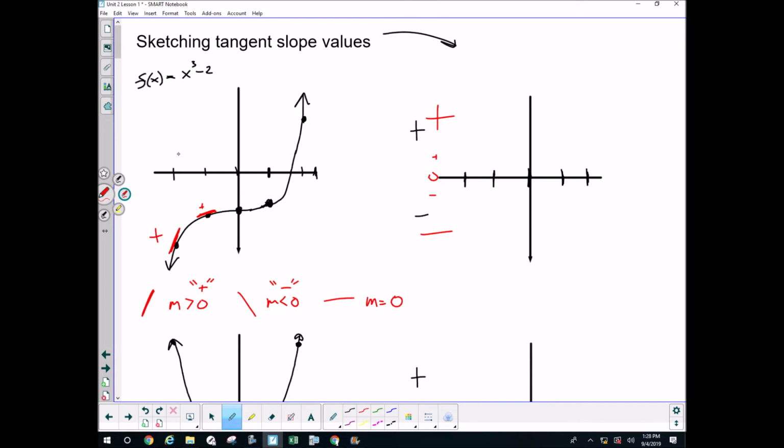So I'll say, okay, when x is -2, my slope was positive. When x is -1, my slope was less positive. Okay, go ahead and do the remaining 3 points. We have a point here at 0, a point at 1, and a point at 2.